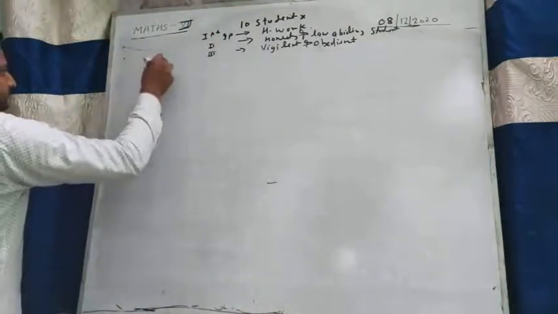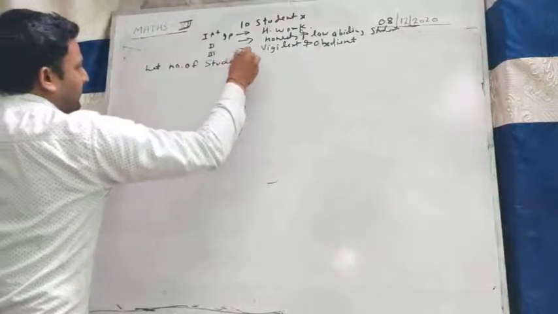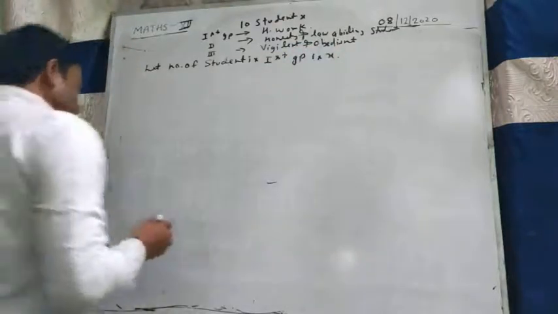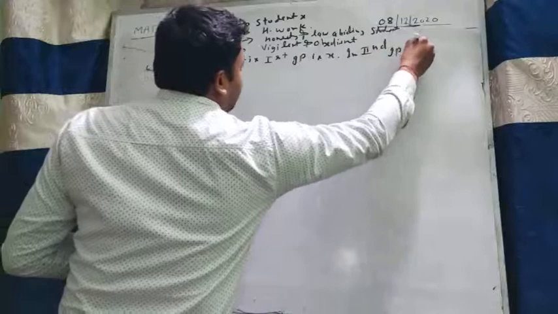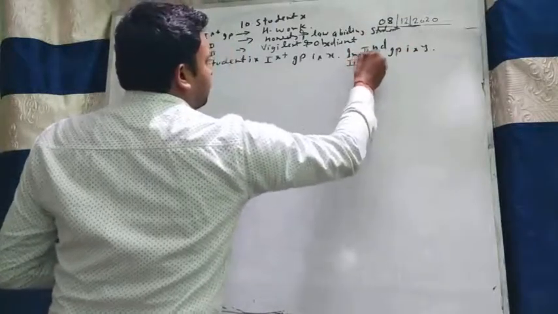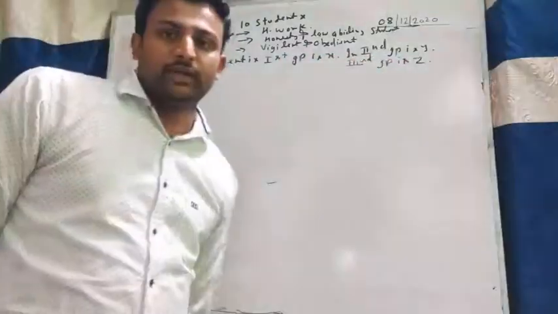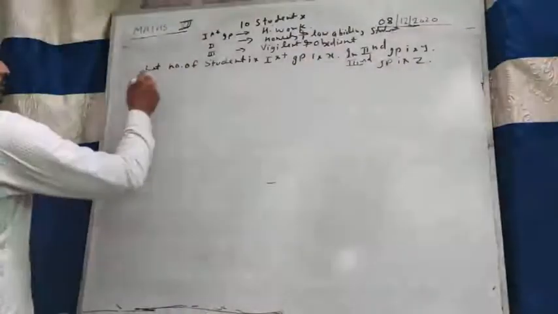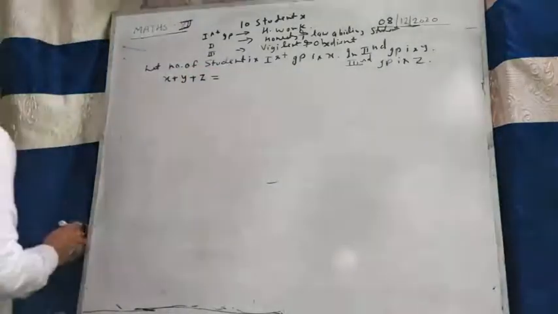So we will let the number of students in the first group be X, in the second group Y, and in the third group Z. Okay, in the first group the number of students is X, in the second group the number of students is Y, and in the third group the number of students is Z. So according to the question, the first condition is X plus Y plus Z equal to 10.